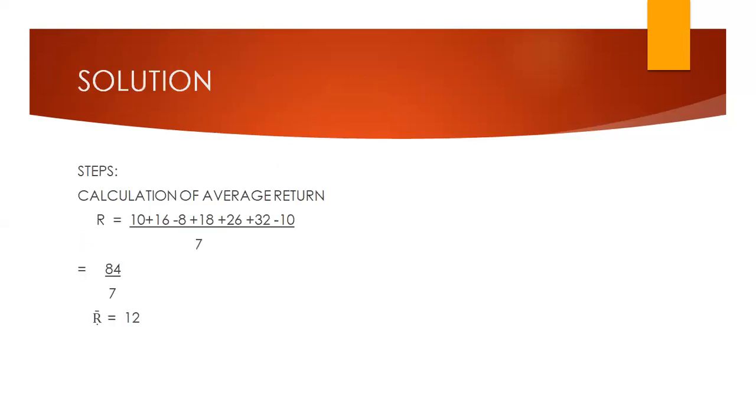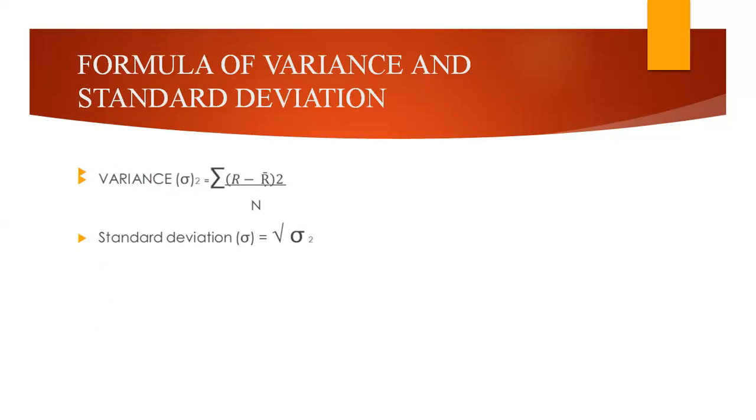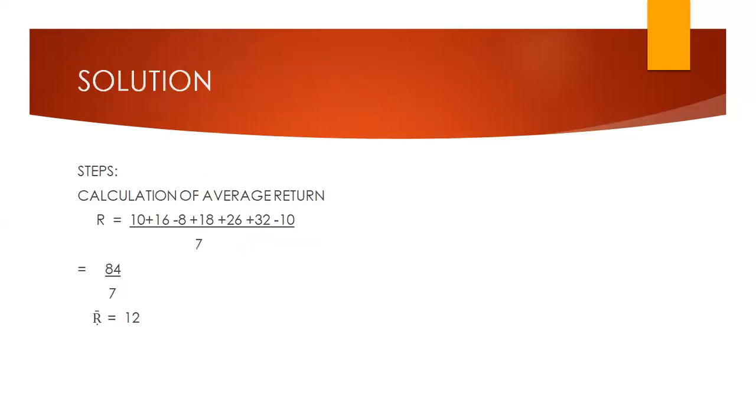So the first step is to calculate the average return. Why do we need to calculate the average return? When you see the variance formula, it is r minus r bar, and r bar is nothing but the average return. We have the returns in the question itself, but we need r bar, so first you have to calculate the average return.